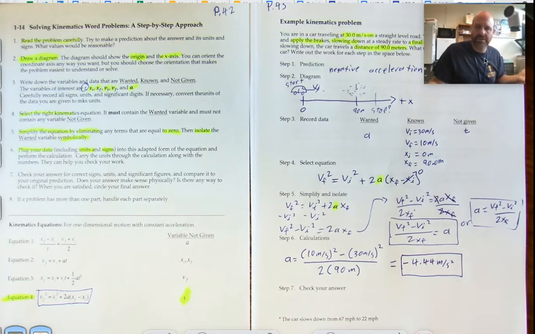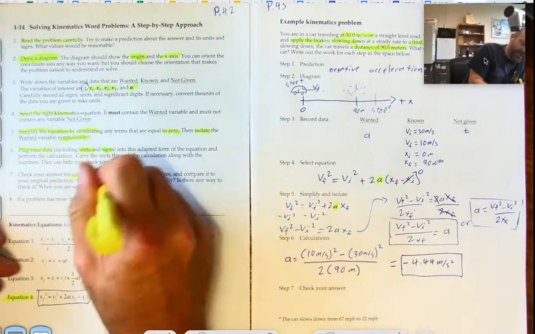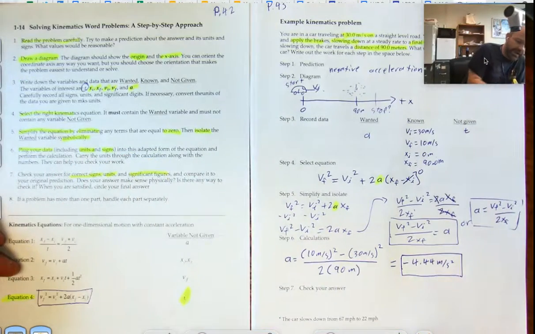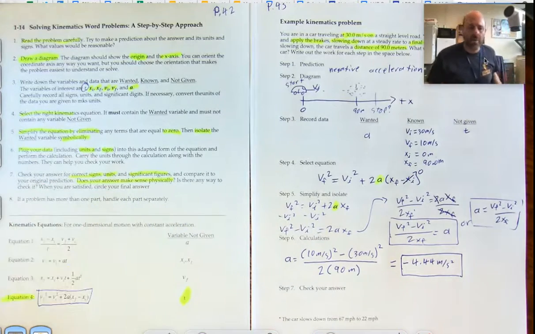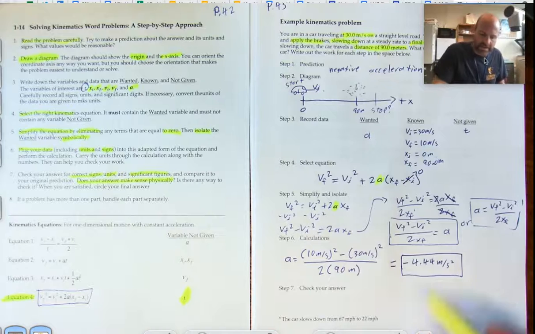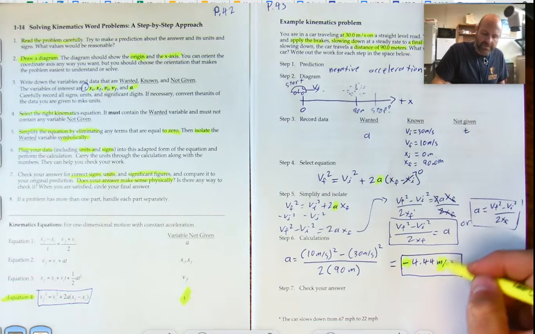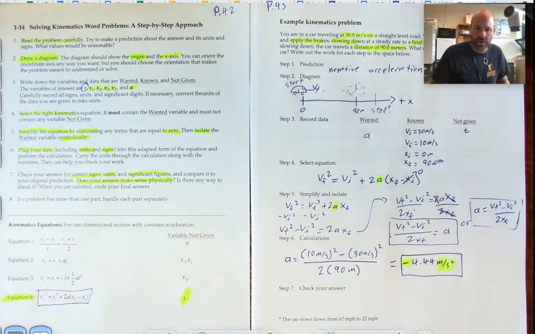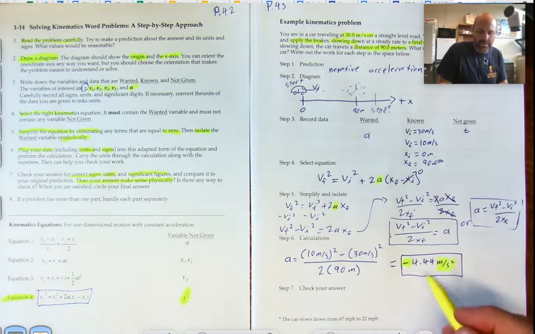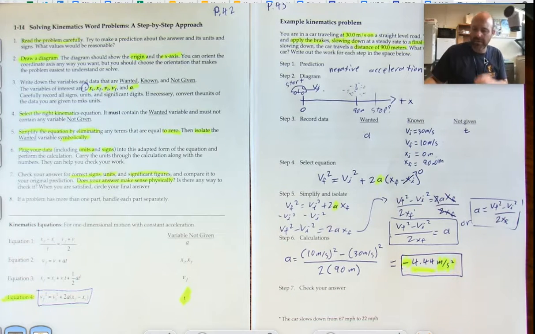And so then I want to check, does this make sense in number 7? It says check your answer for correct signs, units, and significant figures. Does it make physical sense? So let's look. Well, we said we would get negative acceleration, and indeed, we have negative acceleration. That makes sense. The units are meters per second squared, which are the correct units for acceleration. And I don't know that we have any particular way of knowing that the number is correct, but we do have a number. It's not incredibly huge or incredibly small, which is usually a good check.